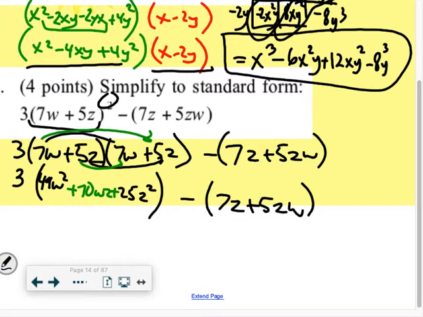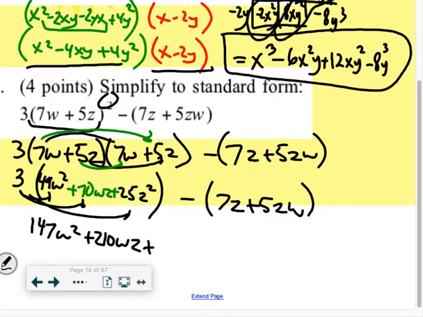So now I distribute the 3. So I'm going to get 147w squared plus 210wz plus 75z squared minus 7z plus 5zw.